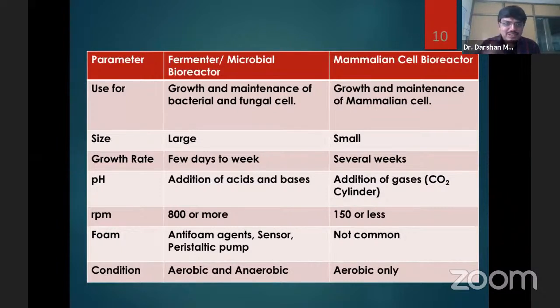Okay. You can utilize a fermenter, a microbial bioreactor, always with both the aerobic as well as the anaerobic condition. Whereas your mammalian cell bioreactor is always going to work with the aerobic condition. So these are the major 6 differences available between the fermenter and bioreactor. I hope you all are clear with this, everyone. This is basically the difference between the bioreactor and fermenter. Okay.